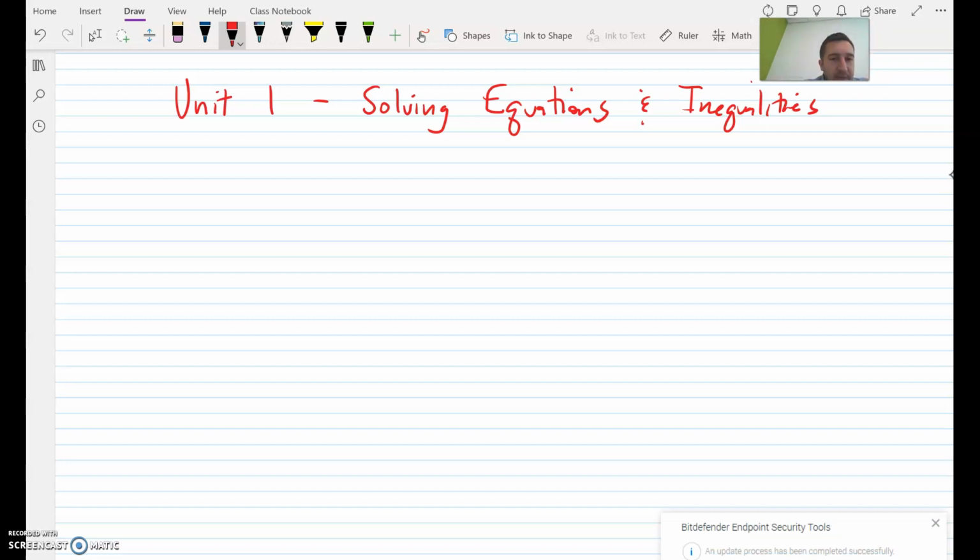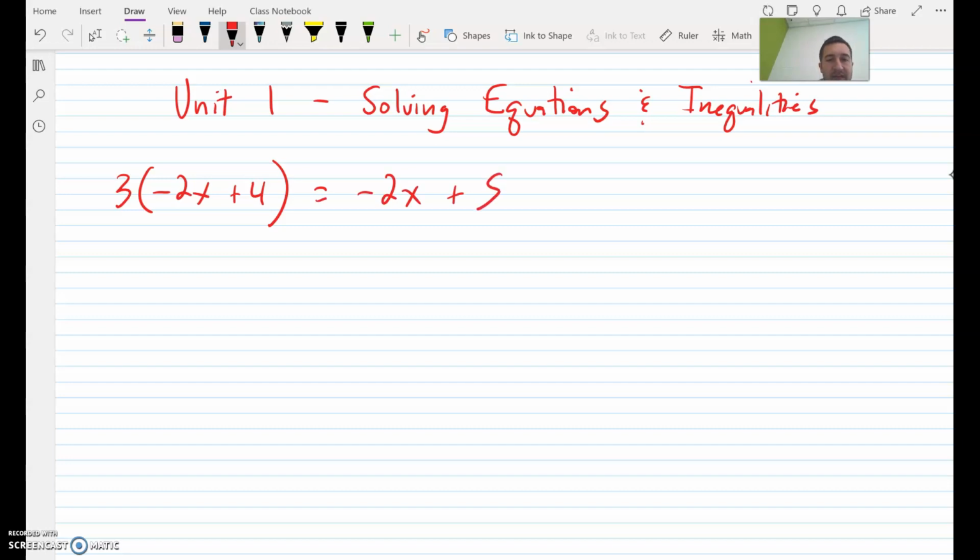Remember distributive property. Let's just do a quick equation. 3 times negative 2x plus 4 is equal to negative 2x plus 5. I just made that up. It's probably not going to work out great, but let's do it. If you see this problem on the test, remember, you draw your line down. I would. And we need to simplify, get all of our variables on the left side of the equation and all of our numbers on the right side.